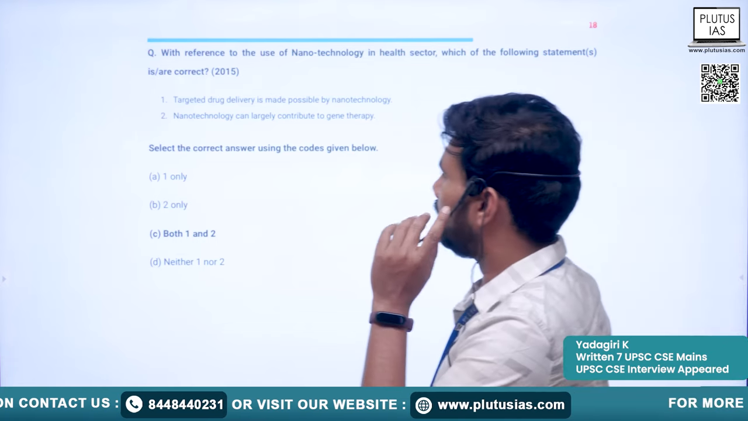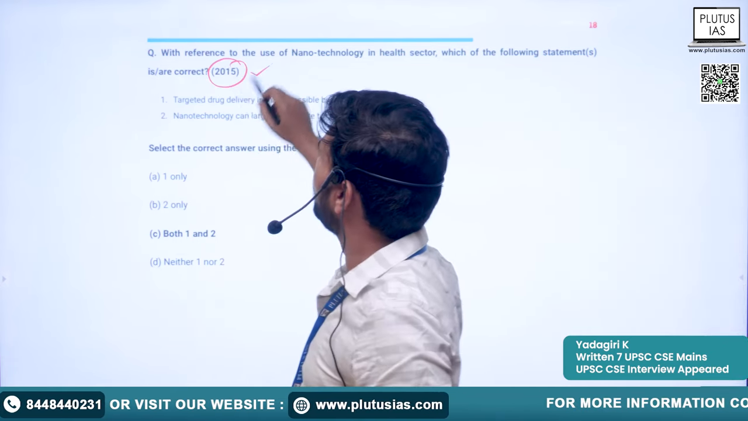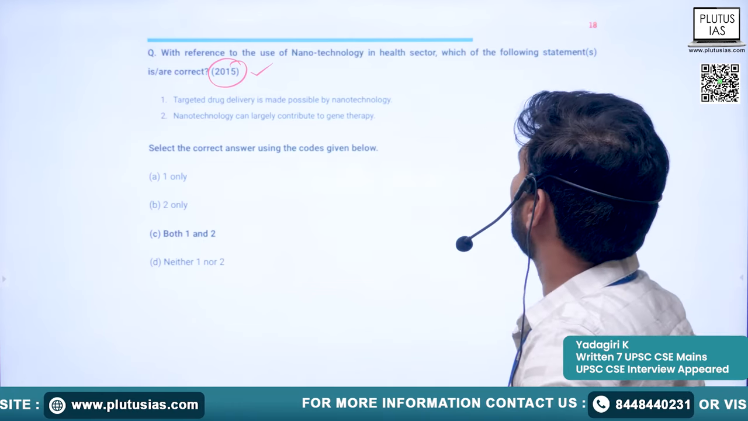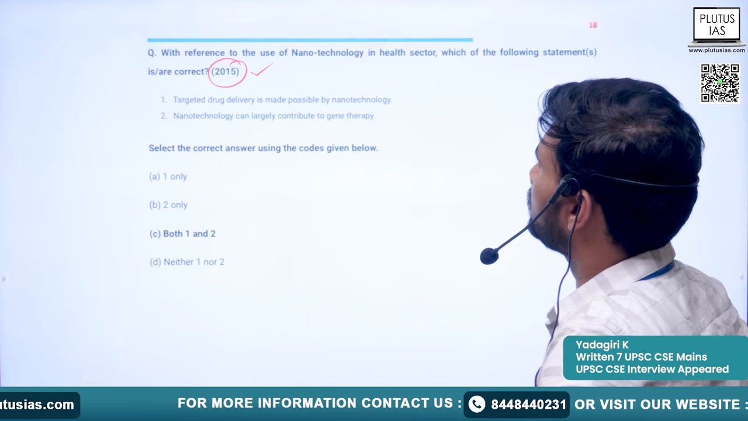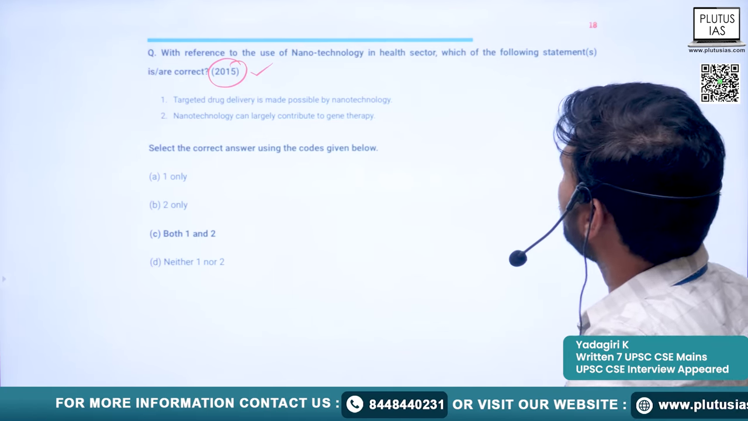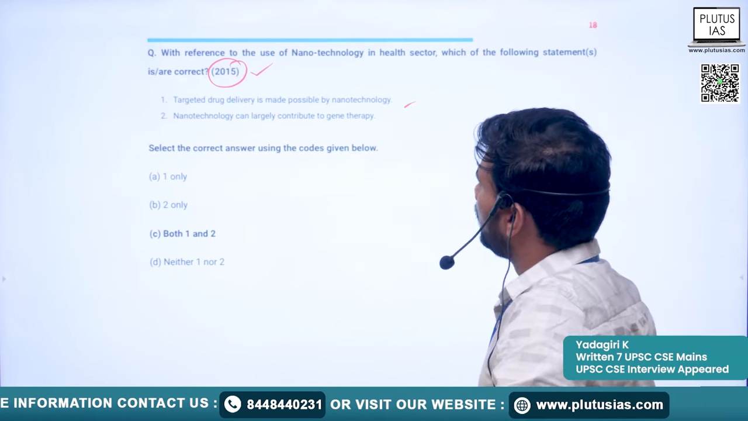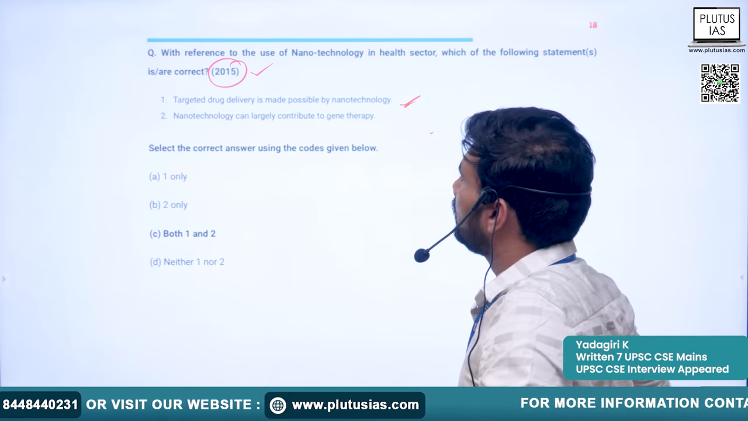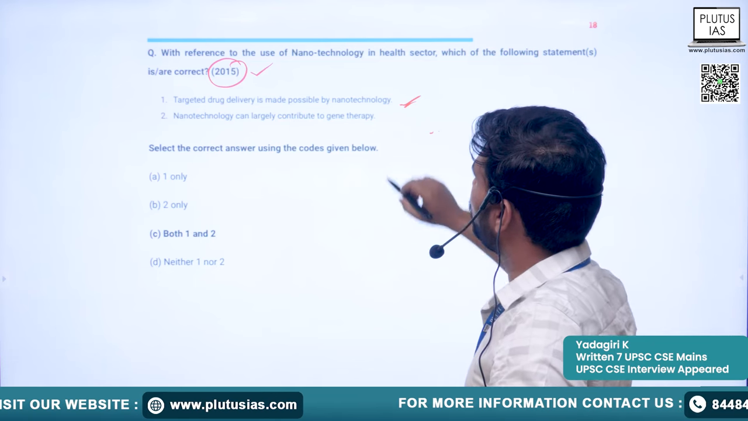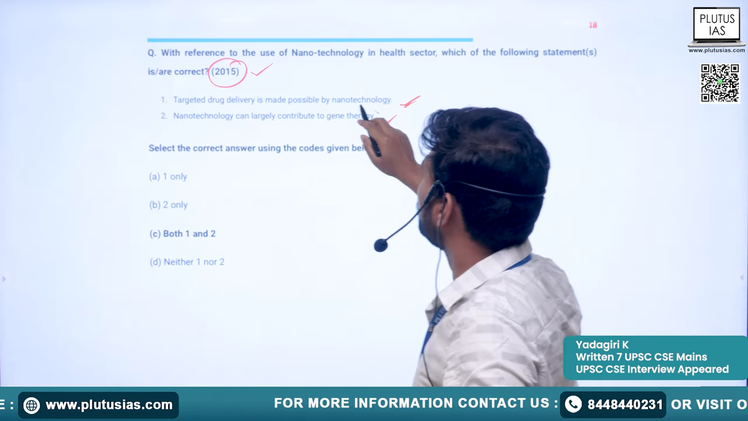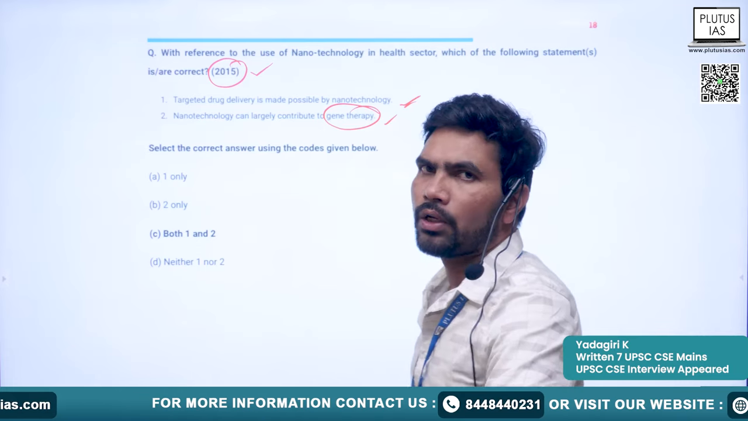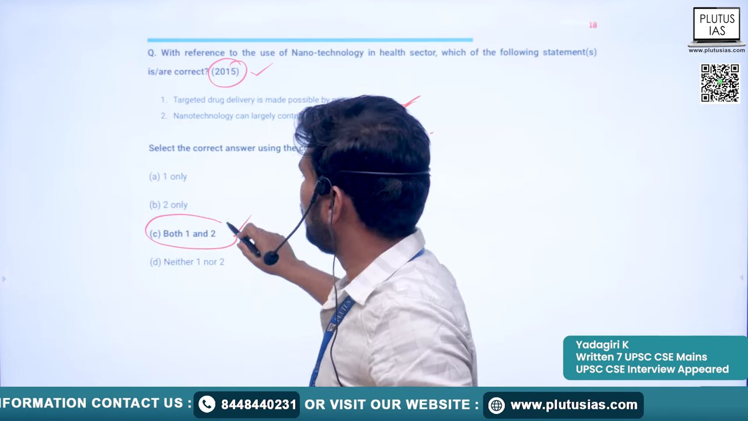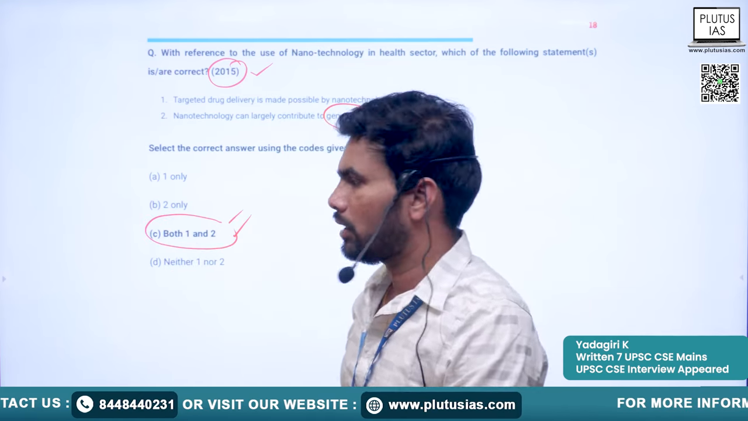Next one, it is asked in 2015. Question is, with reference to the use of nanotechnology in the health sector, which of the following statements is or are correct? Statement 1, targeted drug delivery is made possible by nanotechnology. Yes, this is possible. We have seen it. Statement 2, nanotechnology can largely contribute to gene therapy. Yes. So gene therapy is possible through nanotechnology. So both the statements are correct. The correct option is option C. Both statements 1 and 2 are correct.